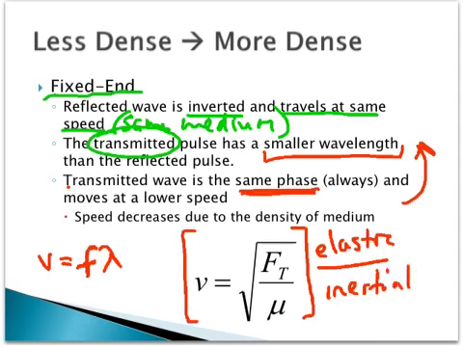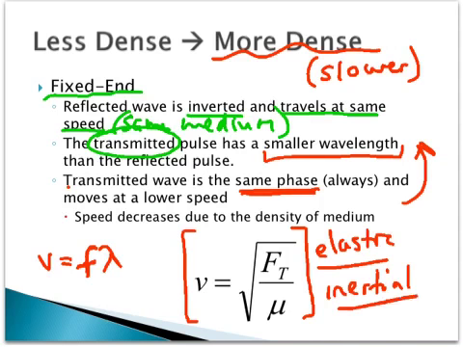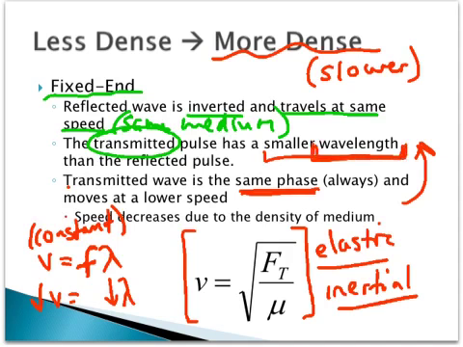If we're going to a more dense boundary, this is represented by a slower medium. This wave is going to travel slower. It has more of an inertial property than an elastic property. So the speed is going to decrease. If the speed decreases, what happens to the rest? Remember the frequency is constant. So if the speed decreases, the wavelength of that wave is going to decrease. Because the speed is changing, what changes in the new medium is not the frequency of the wave, but the wavelength. The wavelength decreases because of the decrease in the speed of that wave.